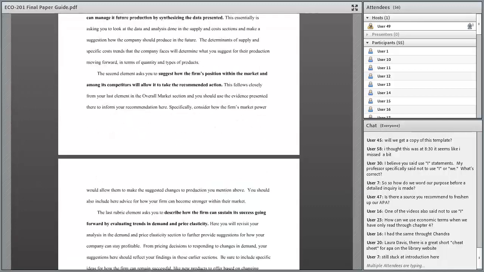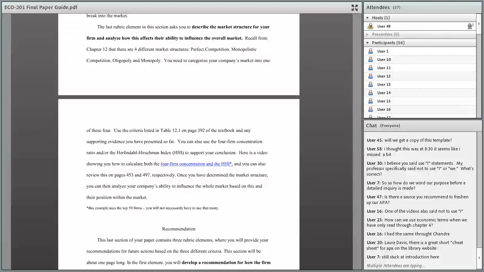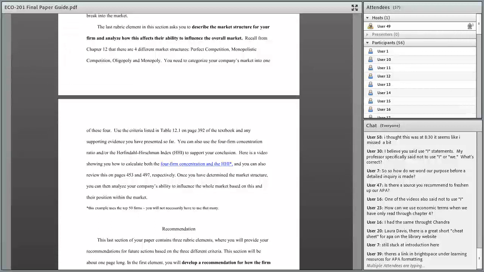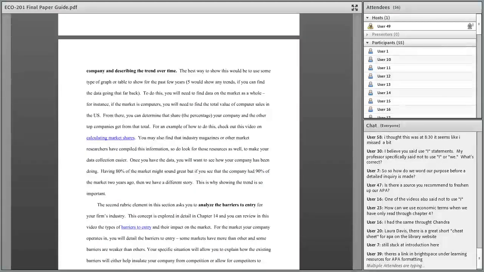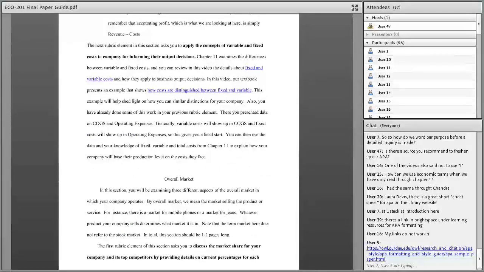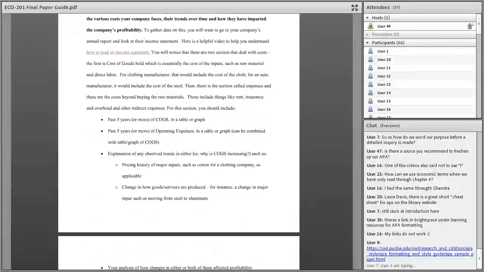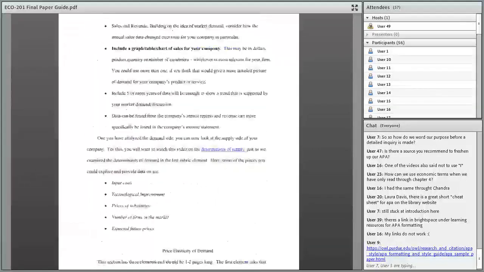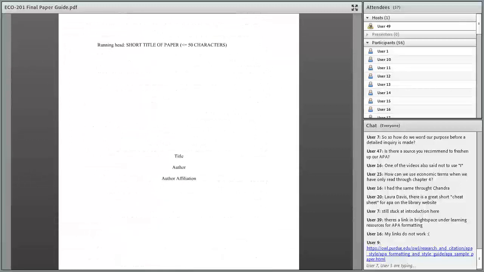Throughout this sample paper, you will find links, like for example, for firm concentration, that you can use to determine what type of market the firm is operating in, how to calculate the market share, the barriers to entry. You see all these blue links throughout the paper. You can use those, and they will direct you to websites and resources that can help you through the research.